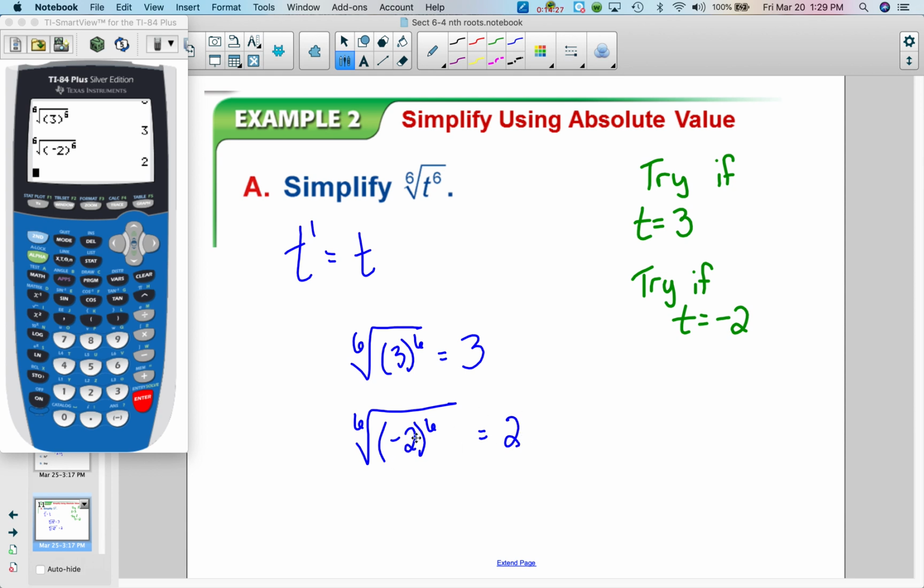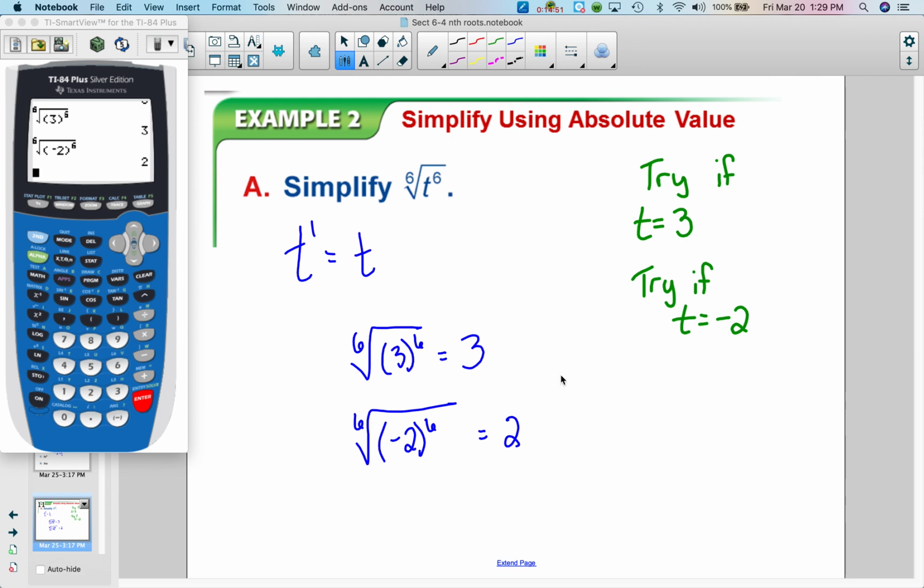That's always going to happen because look what we're doing. We're raising it to an even power, and then I'm going to lose my negative sign. So I'm not going to get what I put into it. I'm going to get the opposite. Or I'm going to get the absolute value because I'm always going to get a positive result out when I take that even root.